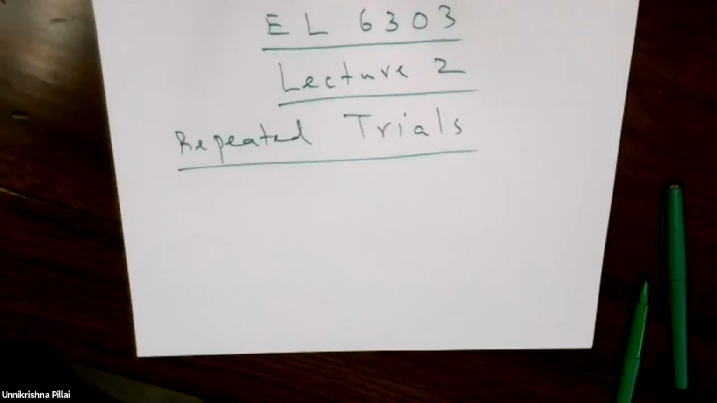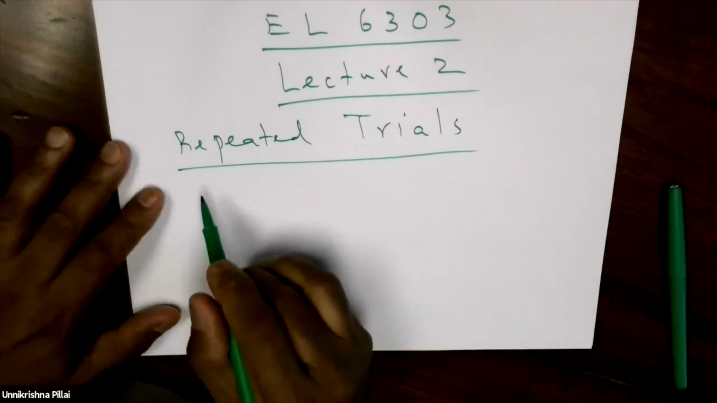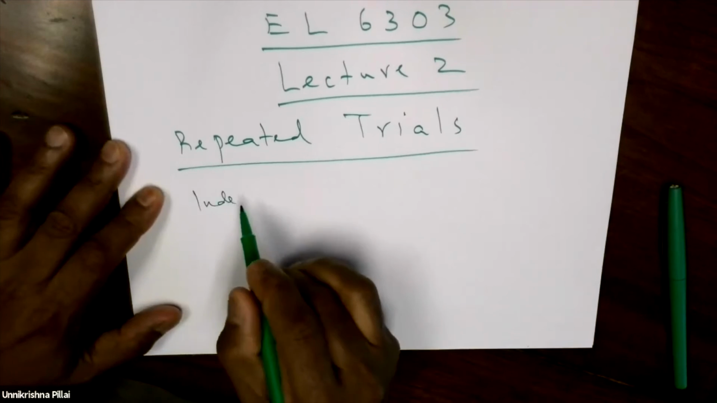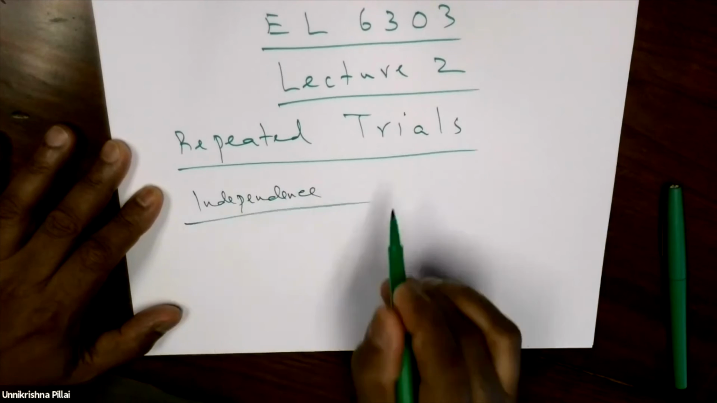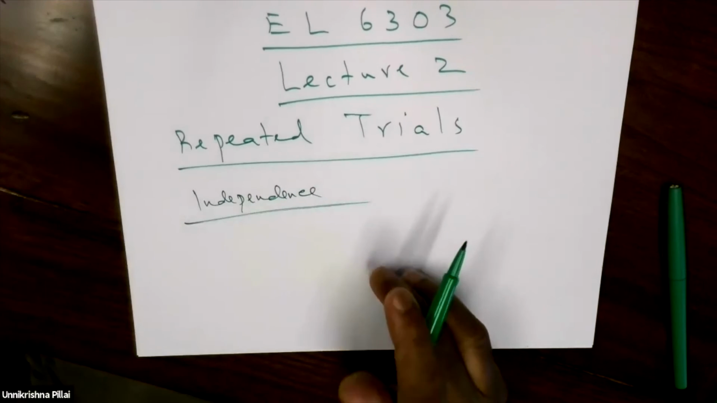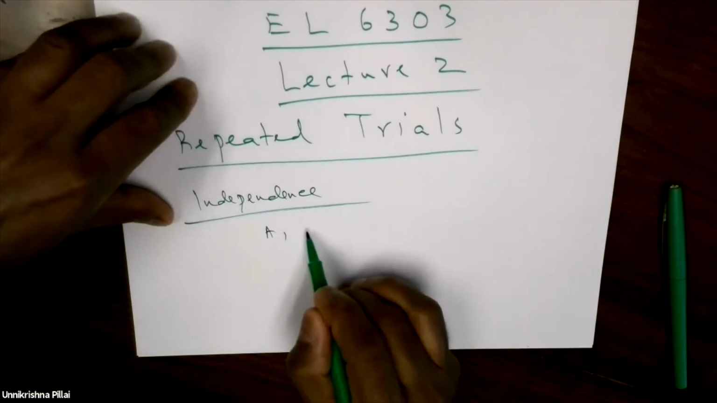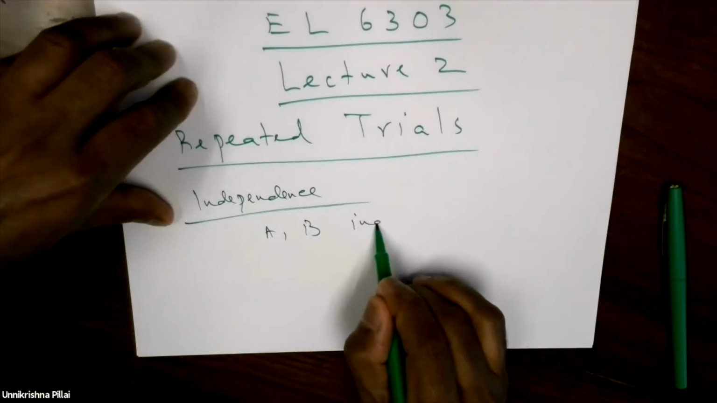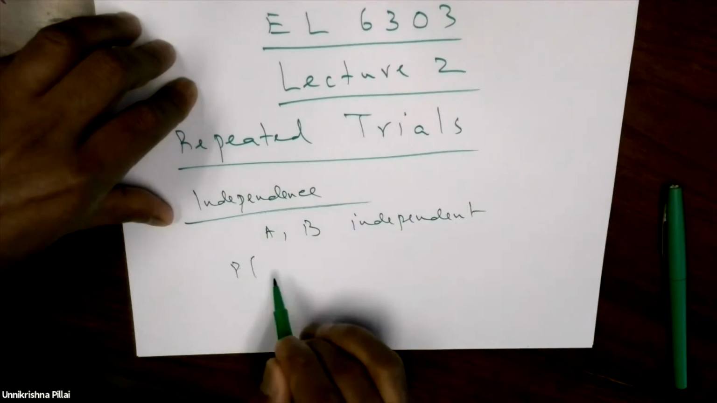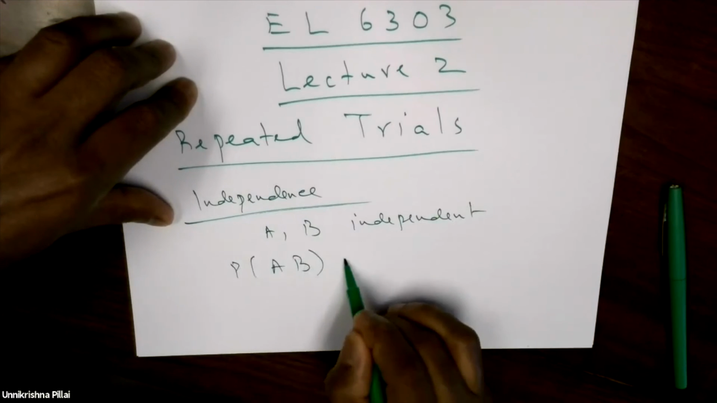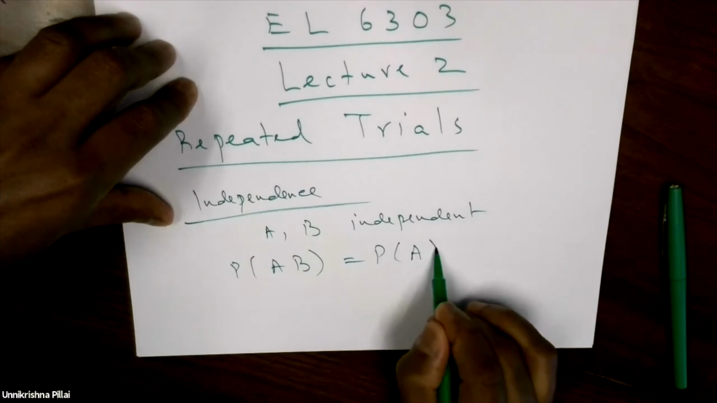All right, so we will continue with the topics from last time. Before I go into repeated trials, let me just one more time talk about independence. So remember, events A and B are said to be independent if this is true: the probability of their intersection is the product of their probabilities.